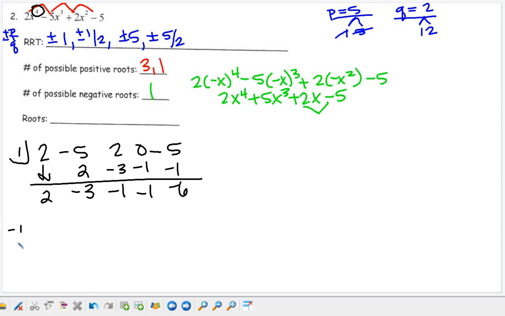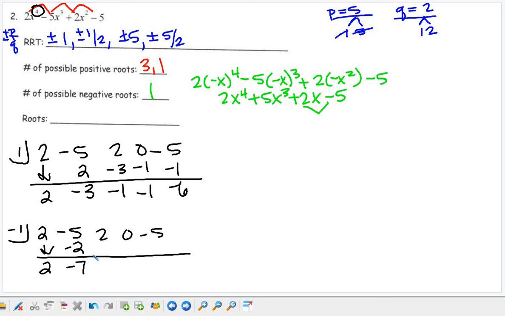Okay, so let's try negative 1. So 2, negative 5, 2, 0, negative 5. So bring the 2 down. So negative 2, negative 7, multiply, add, multiply, add. Definitely not it.